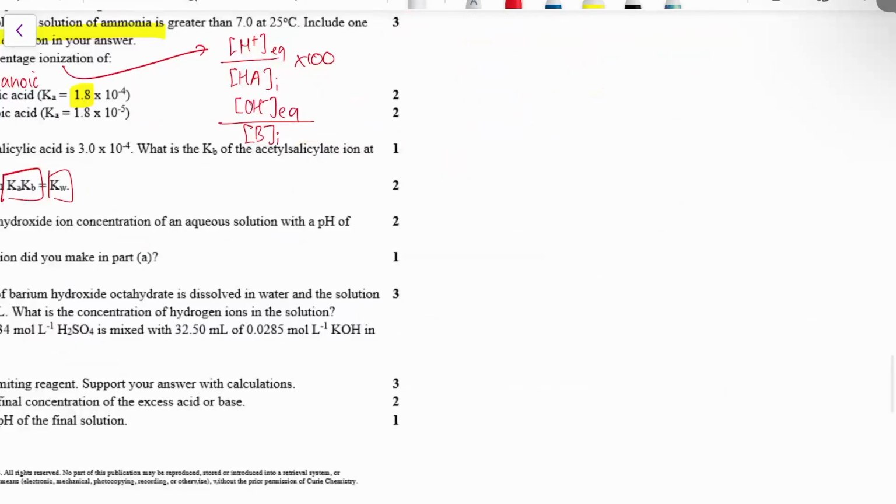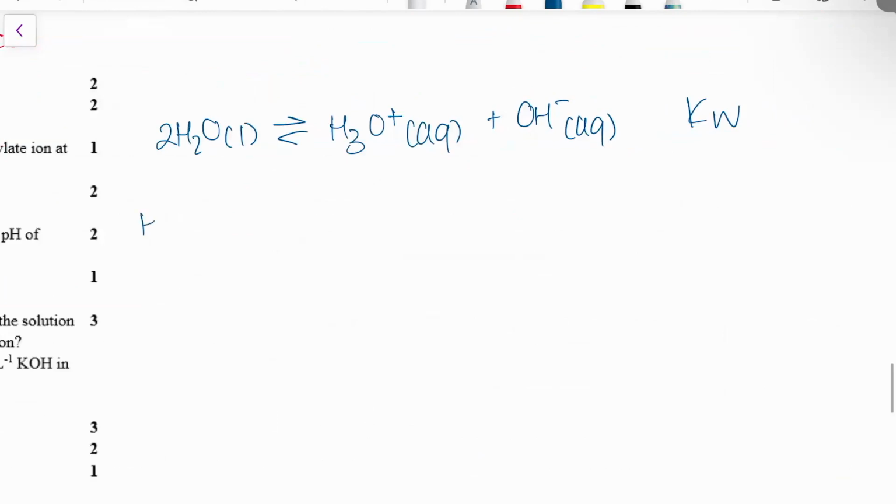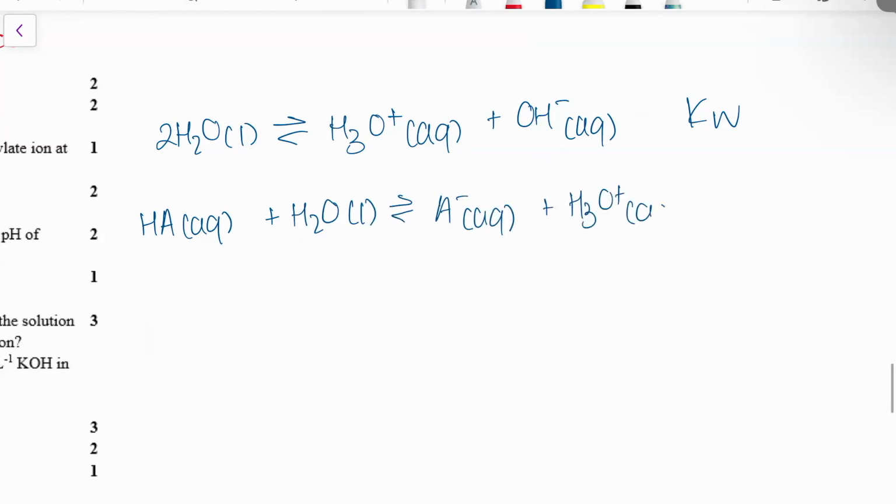Your equation for Kw is 2H2O liquid turns into H3O plus aqueous plus OH minus aqueous, and you can tell the marker this is Kw. And then for an acid, we'll go HA aqueous plus H2O liquid turns into A minus aqueous plus H3O plus aqueous, and that's Ka.